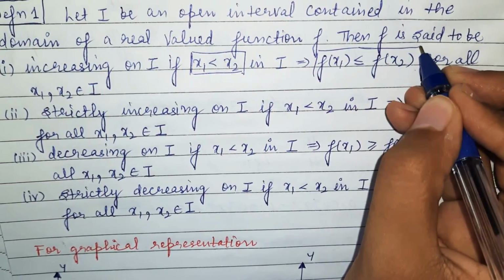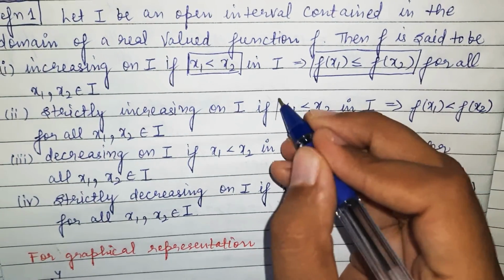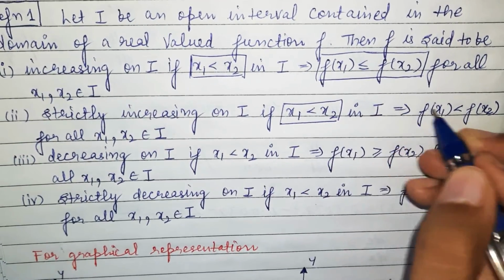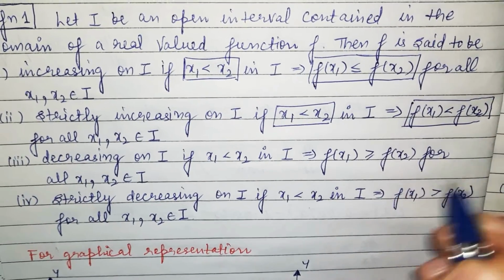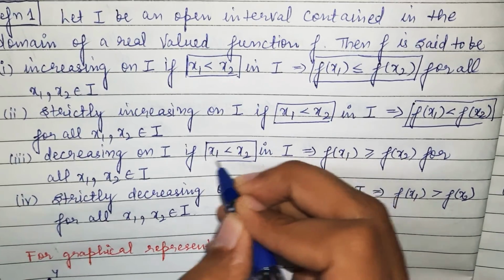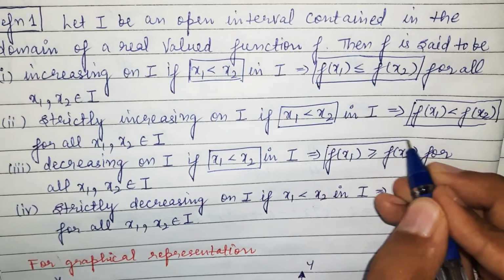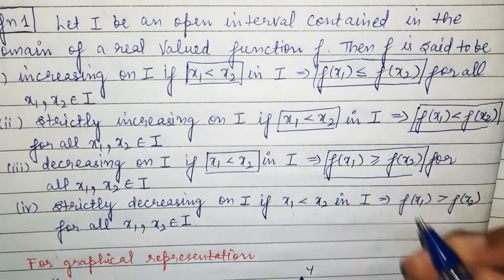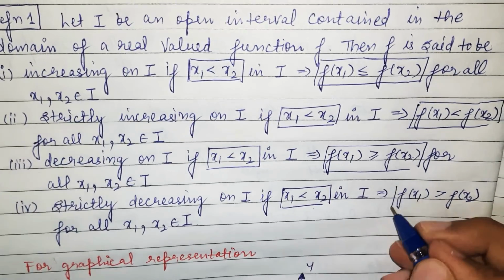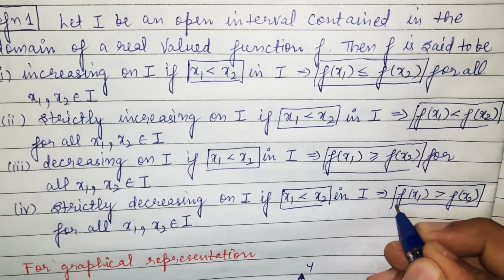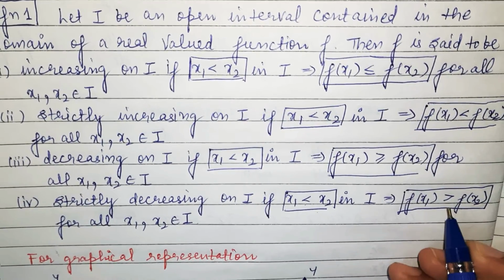So let's suppose x1 less than x2. If you get f of x1 less than or equal to f of x2, this is increasing. If the strict inequality holds, it will be strictly increasing. If the sign is interchanged to greater than or equal to, this is the case of decreasing. And if x1 less than x2 gives you strictly greater than, then it is the case of strictly decreasing.